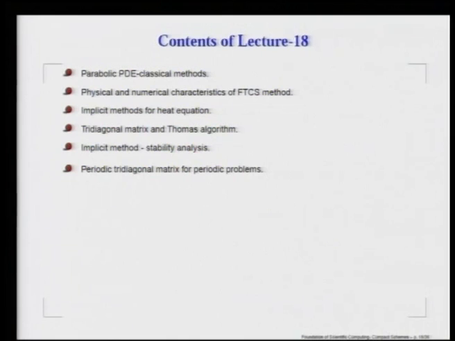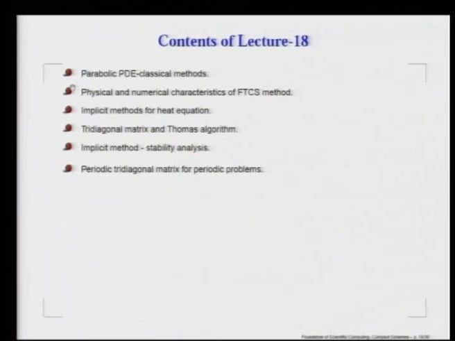In today's lecture 18th, we continue our discussion on solving parabolic partial differential equations by classical methods. These are essentially explicit methods, and one of the properties of these explicit methods is that they bring in their own numerical characteristics as opposed to the physical characteristics. As a demonstration, we are going to show the FTCS method, and we will see that it brings in significant restriction on the time steps.